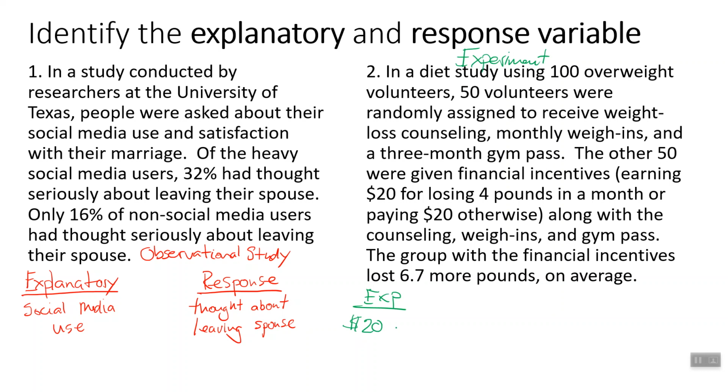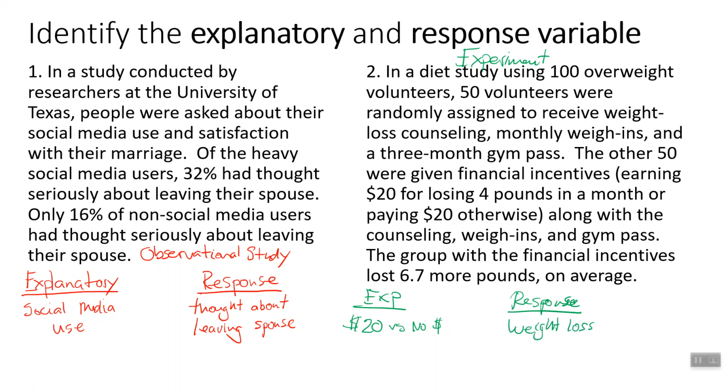All right, so either they're making it or they're paying it. So that's differing. The other group doesn't have that. So $20 versus no money incentive. And the response is going to be, let's see, the group in the financial incentive lost more pounds. So it's weight loss.